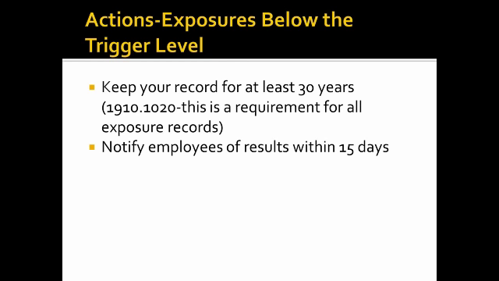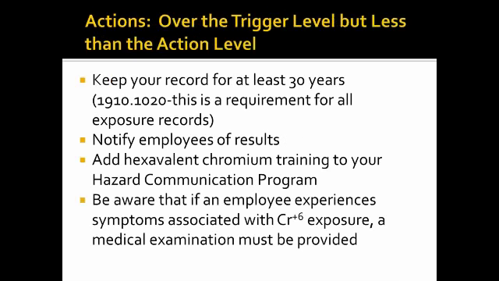Those are your obligations. I probably should add that if you think the exposures change, you should reevaluate the need for sampling. If you're over that trigger level of 0.5 but less than 2.5, this is the next step that you have to do. Again, the first two are the same. And here you need to add hexavalent chromium training to your HAZCOM program, and we'll talk about what that means in a few minutes. There's also this provision in the medical surveillance part of the standard that says that if an employee experiences symptoms that could be associated with hexavalent chromium exposure, you have to provide a medical examination. I have a little bit more info on that later on in the presentation, but that is something that's kind of unique to this standard.